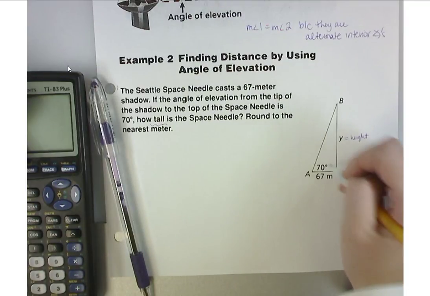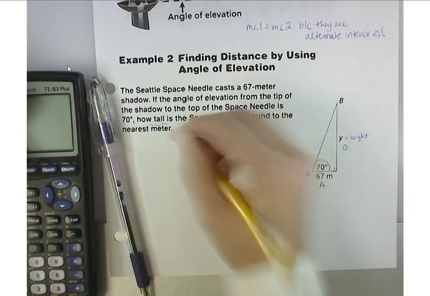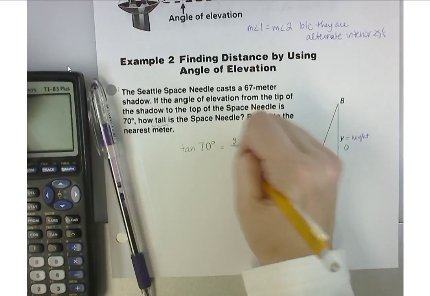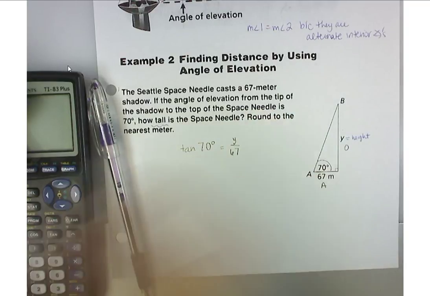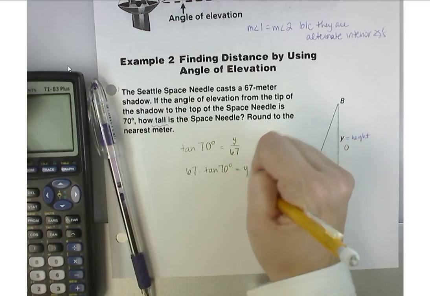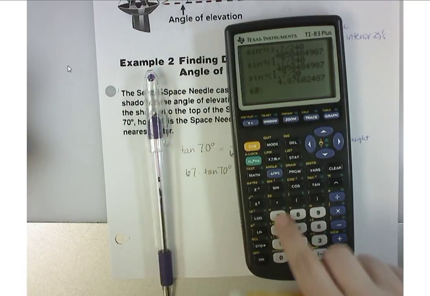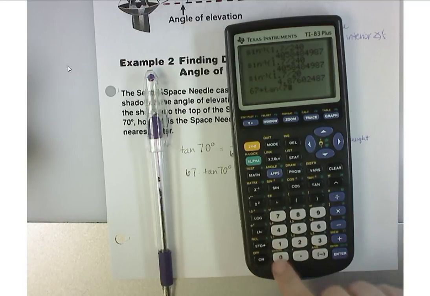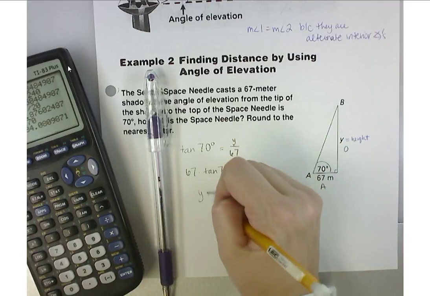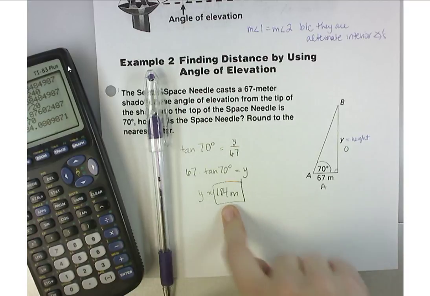Okay, so if you're using your 70 degrees, this is going to be your opposite. This is your adjacent, so that means we're going to be using the tangent. The tangent of 70 degrees is going to equal y over 67. Then we can multiply both sides by 67 to get y by itself. This says to round to the nearest meter. So this is 184.1, so it's going to be about 184 meters. If there is a unit, make sure you put your unit on there.